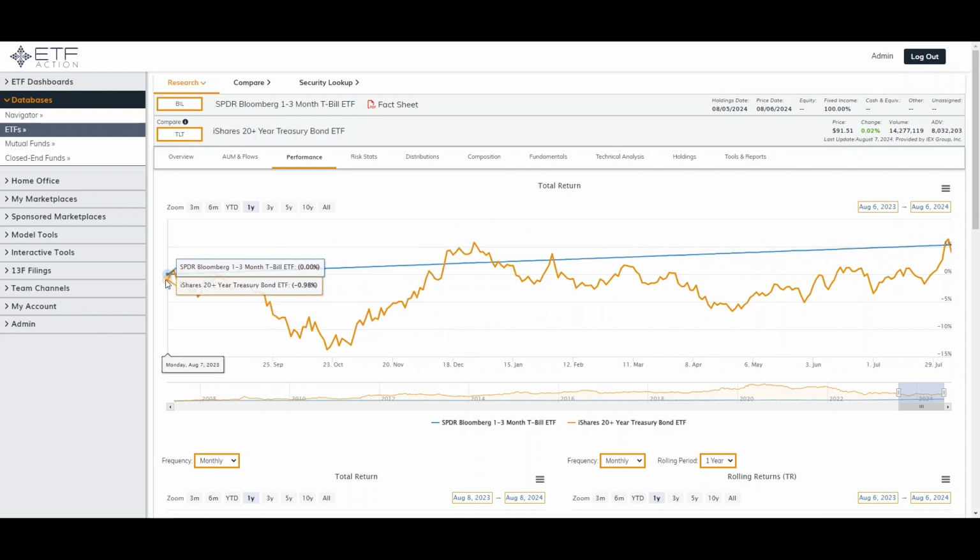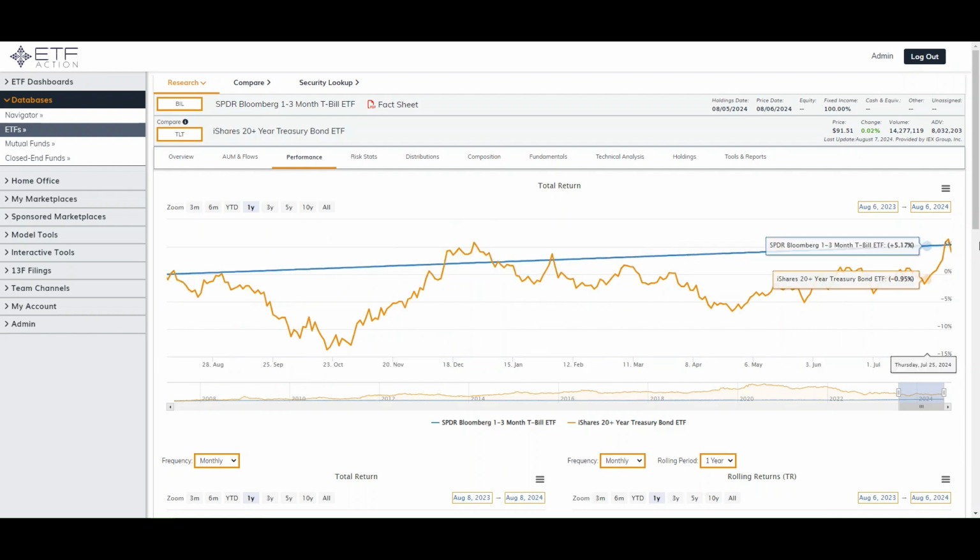So if you invested in both of these products at the same time last year, you would have a slight outperformance by the 1 to 3 month T-bill, which makes sense. Interest rates have been above 5%. You're just clipping a coupon and continuing to ride that higher, whereas TLT is going to move with the higher duration with movements in interest rates.